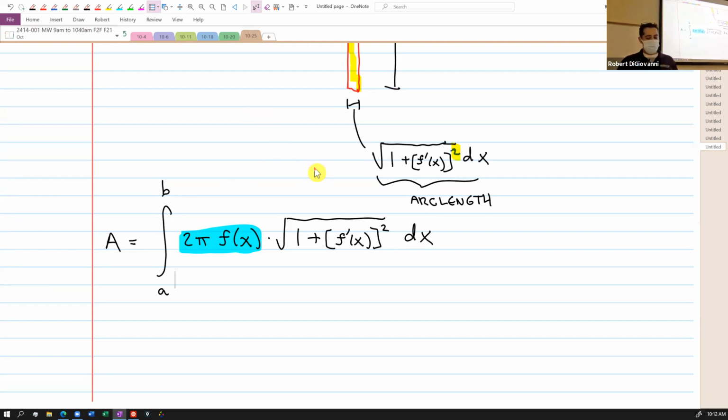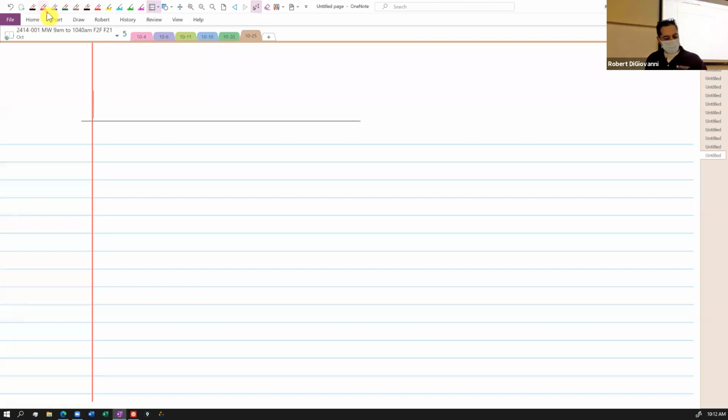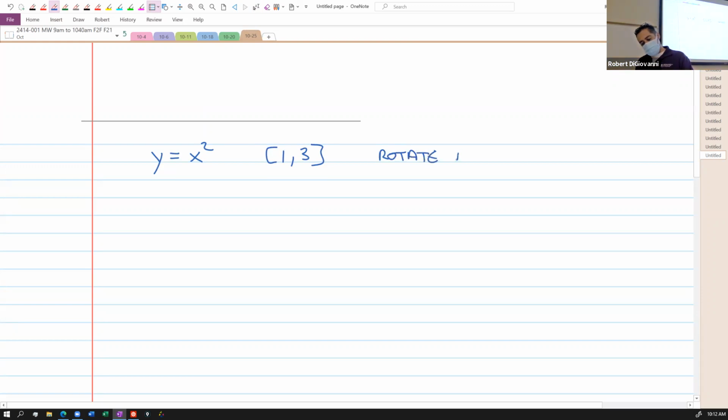Let's do an example. So the first example, let's take y equals x squared. Let's look at it on the interval 1, 3, and let's rotate about the x-axis and find the area. Understand? We've done a lot of this work already, haven't we? We have, yeah.